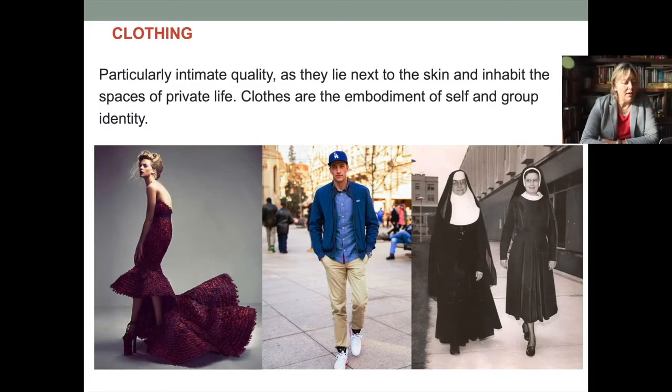And here we have the photograph of two nuns wearing two different types of habits. That is a specific example of what you might call professional clothes, or clothes that embody the position, profession, social rank of the wearer.